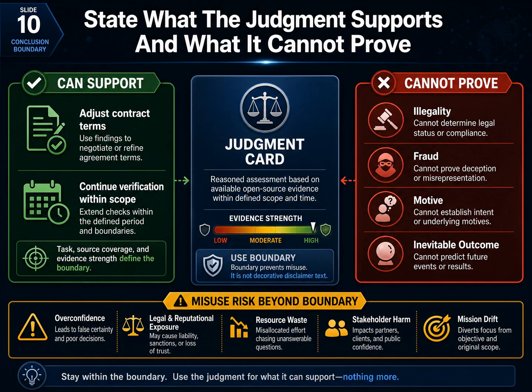Every judgment should say both what it can support and what it cannot prove. The current company risk judgment may support enhanced due diligence, stronger payment protections, or continued monitoring within the defined time. It does not prove fraud, illegality, executive motive, or inevitable breach. A boundary is not decorative disclaimer text.